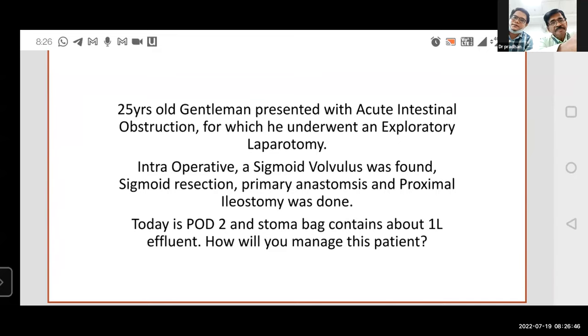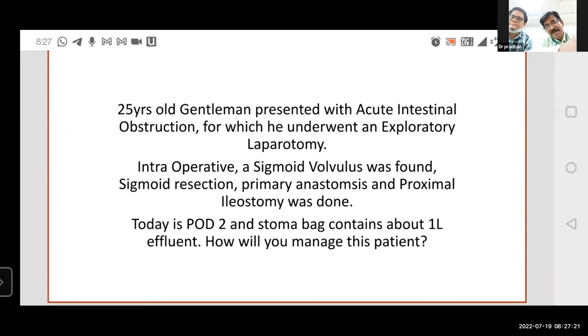Okay? Yes. When you create a stoma, this stoma may be either in the colon or in the small gut. What is the advantage of doing an ileostomy rather than a colostomy? Sir, more and more people are preferring to do an ileostomy. What is the advantage of doing ileostomy? Why do you prefer to do ileostomy?